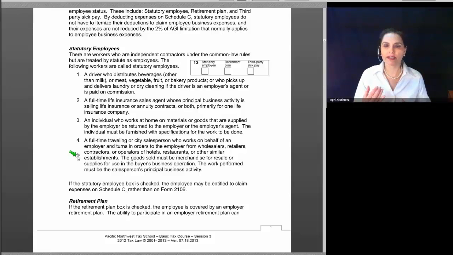Essentially, if you are a salesperson, you only sell for one company, you have an independent contractor type of status, but under the law you are still considered to be statutory for purposes of Social Security and Medicare tax. You could have a situation where your employer is holding Social Security and Medicare tax for you, but is not treating you as an employee in any other way. And if that's the case, then you are allowed to claim your expenses on Schedule C rather than 2106.